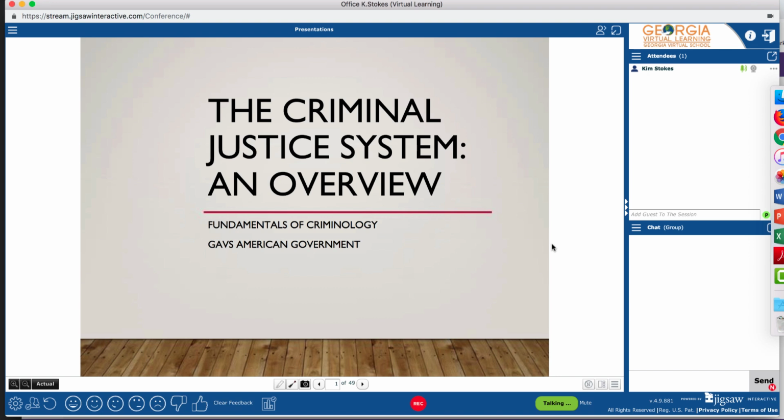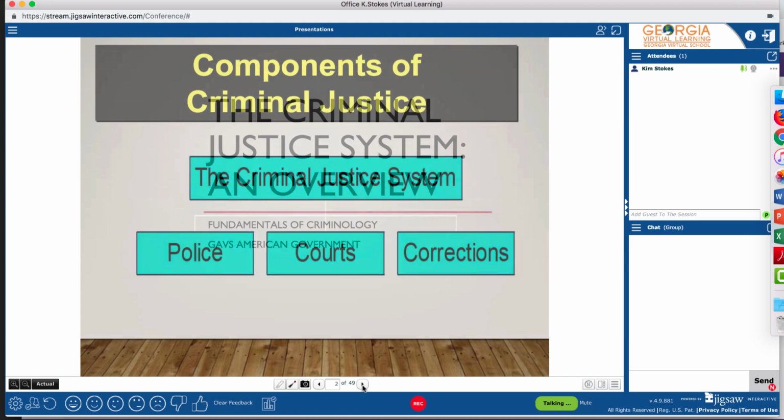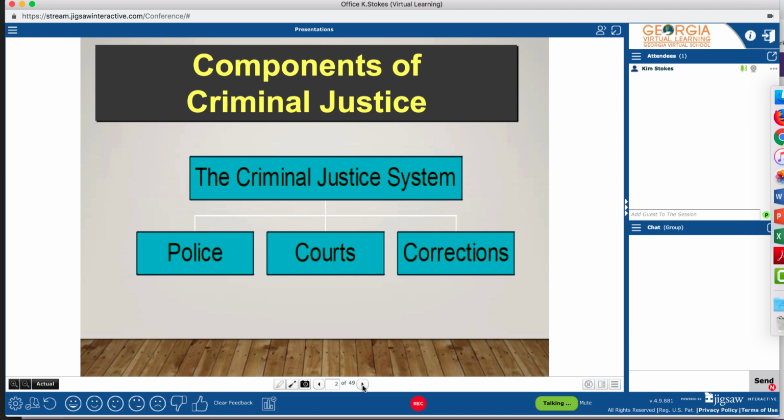So, I'm going to go ahead and go over this PowerPoint. We're going to talk about the criminal justice system, just kind of give an overview, do some fundamentals of criminology. So, here are the different components of our criminal justice system. We have the police, we have courts of law, and then we have corrections.